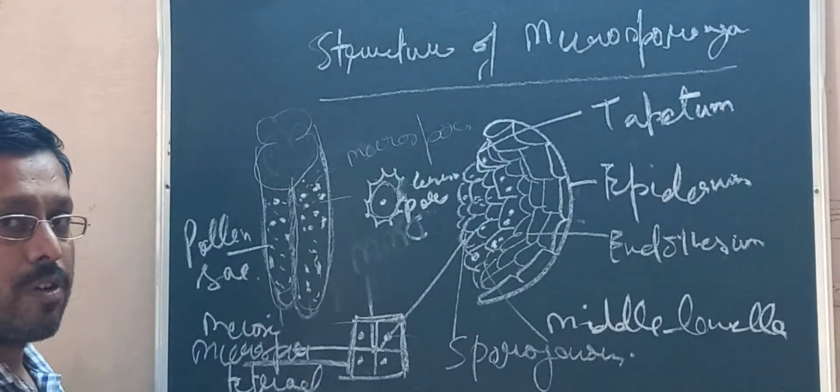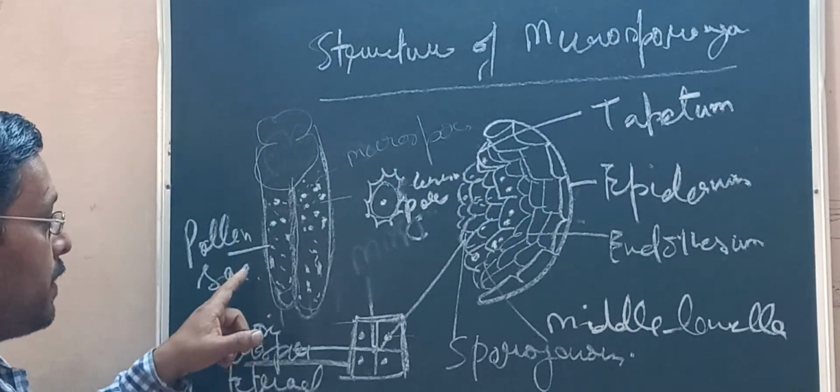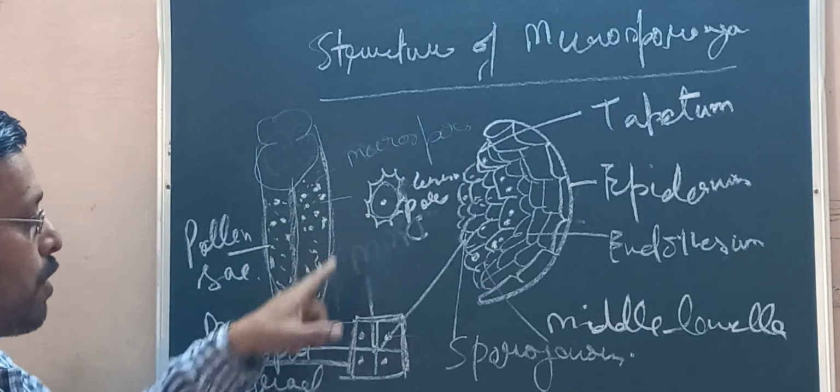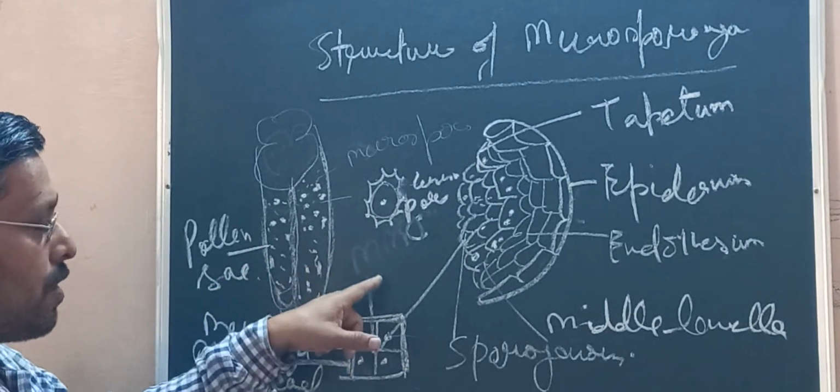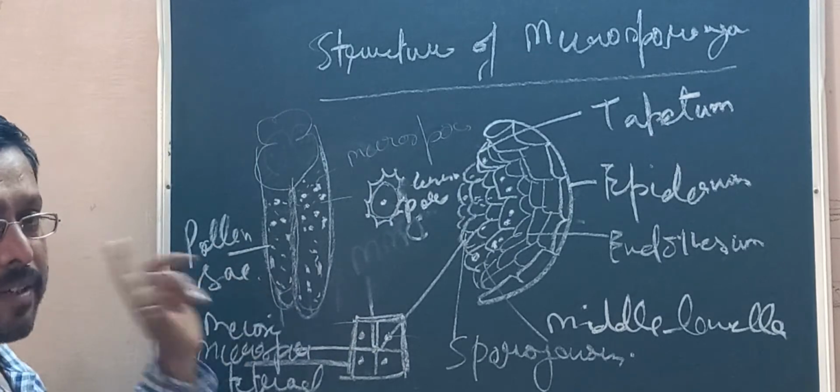So this is the structure of the microsporangium and the initial formation of microspores, then the conversion of microspores into pollen grains. Thank you.